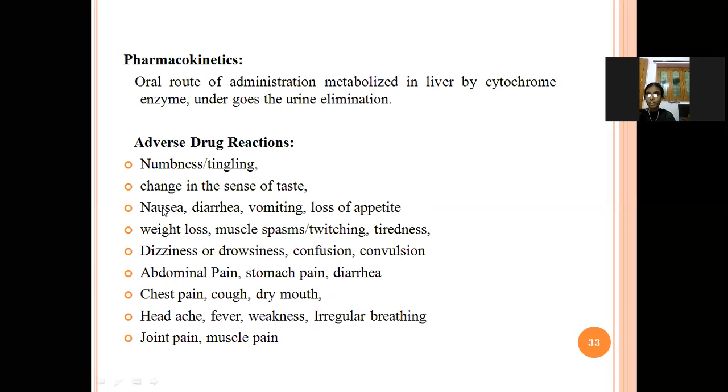Adverse drug reactions are feeling of numbness, change in the sense of taste, nausea, vomiting, diarrhea, loss of appetite, means loss of hunger, weight loss, muscle spasms or tiredness, dizziness or drowsiness, confusion, convulsion, abdominal pain, stomach pain, chest pain, cough, dry mouth, headache, fever, weakness, irregular breathing, joint pain and muscle pain. So these are the adverse drug reactions which come under this drug.